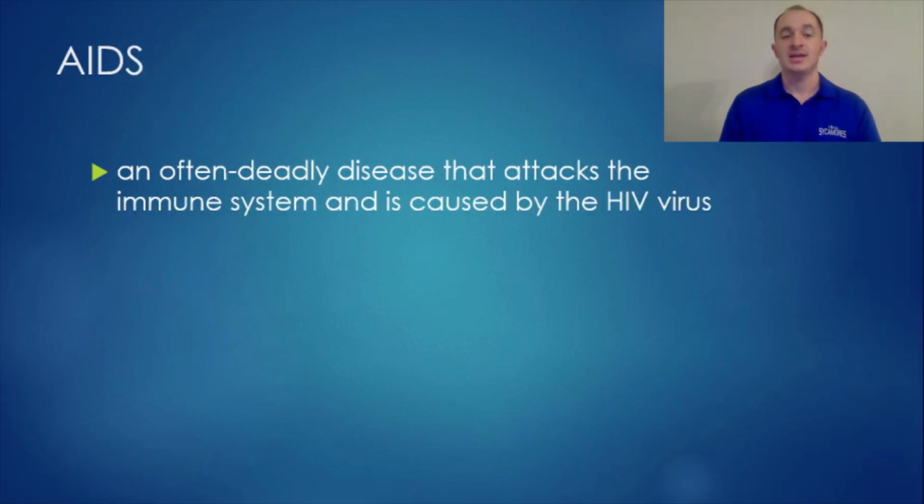Now we have AIDS, or acquired immune deficiency syndrome. AIDS is an often deadly disease that attacks the immune system and is caused by the HIV virus. So it is spread through contaminated blood and is spread from person to person. So it is one of our non-environmental diseases.